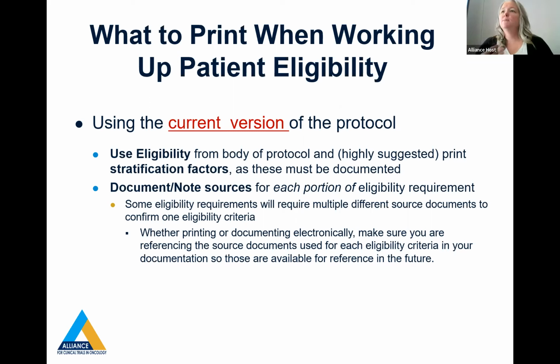It's not recommended to print consents and print protocols and have a stack somewhere, because you have to version control them. If an amendment comes out and you're not operating from the current version, it could lead to a protocol deviation or an ineligible patient. So what we recommend is that you use the eligibility from the body of the protocol and just print out those pages. Probably not the most friendly thing, but I like to print and write. I don't do well when it's all electronic. So I'll print the 2 or 3 pages of eligibility, write all over it, and use it to work through that.